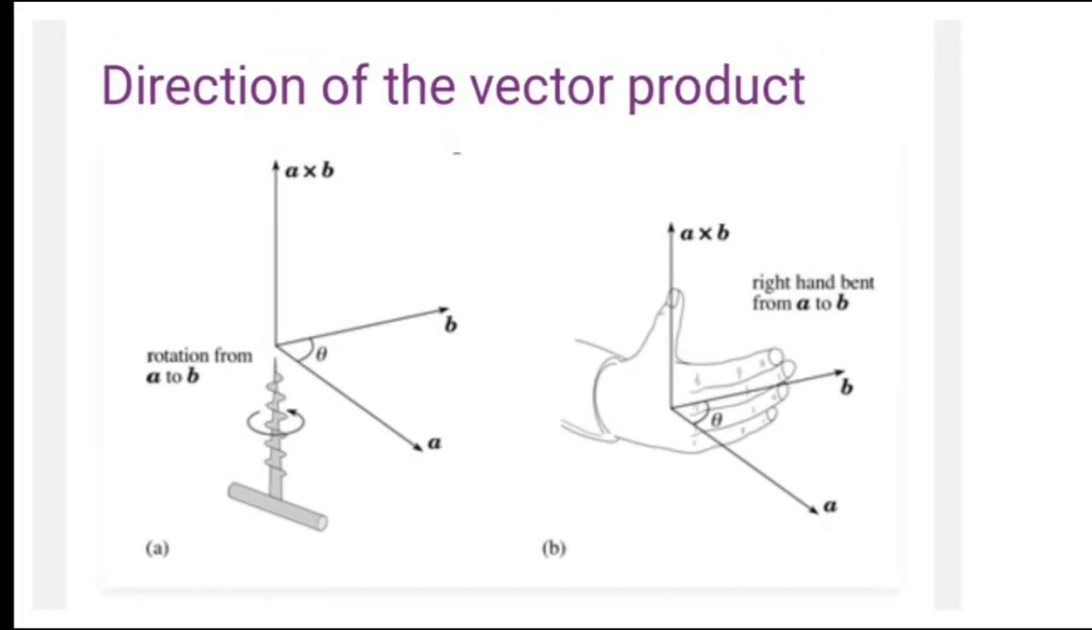A cross B is a vector quantity. So its direction, how to find the direction, that's what we explain in this slide. A cross B will be perpendicular to the plane containing vector A and vector B. So direction of A cross B is perpendicular to the plane containing vector A and vector B. And to find the direction accurately, we can use a rule called right hand thumb rule, or simply right hand rule.